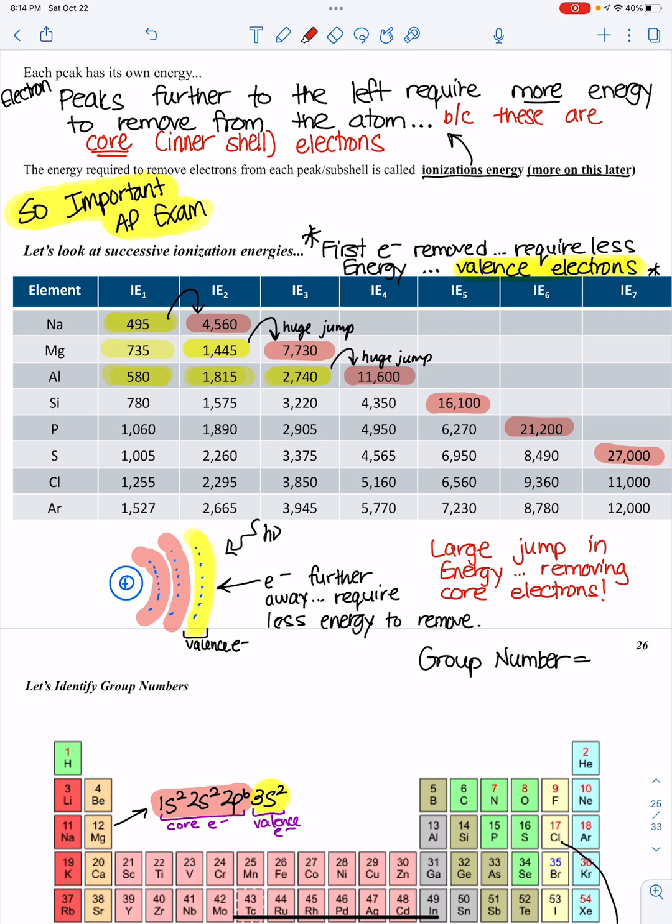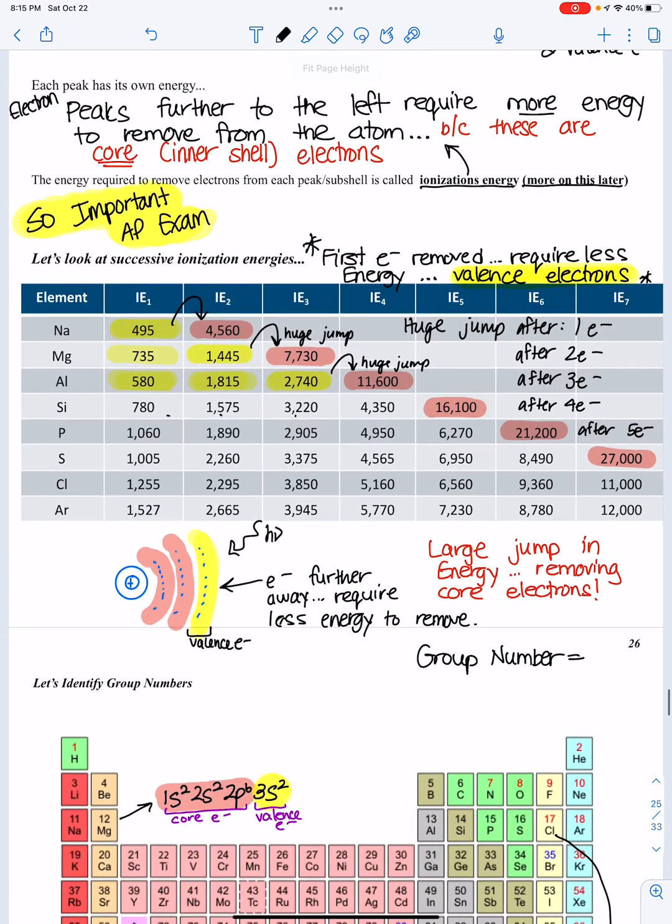Now, why did I do all this? I'm going to say the huge jump happens after 1 electron. For the second one, this is going to be after 2 electrons. For aluminum, after 3 electrons. For silicon, we're good for 4 until after the 4th electron. And then for phosphorus, after 5. Ooh, is this a trend that's happening on purpose? For sulfur, it'd be after 6. And then chlorine and argon, if I was able to get an 8th one, it might have a huge jump. But chlorine and argon, after 7.